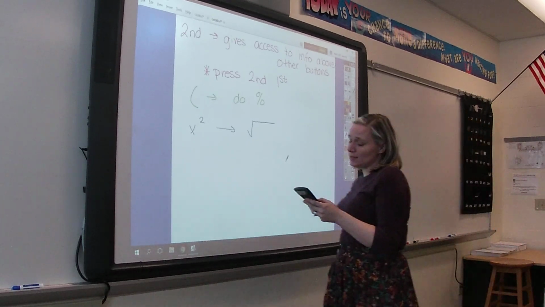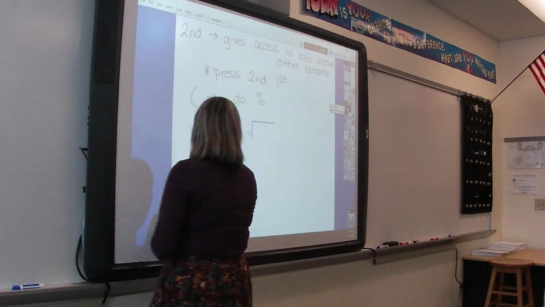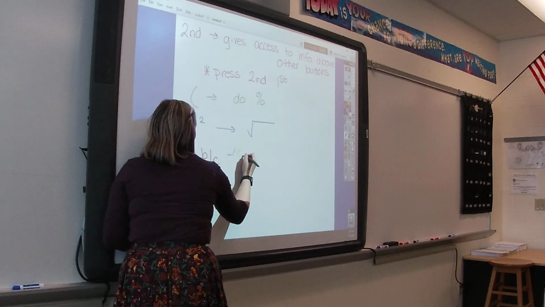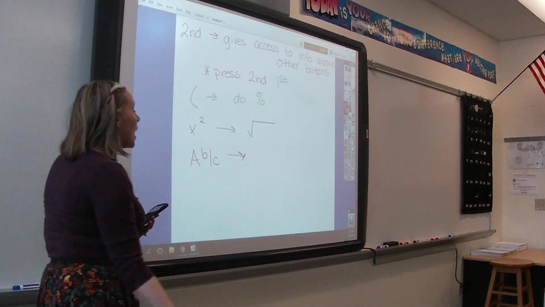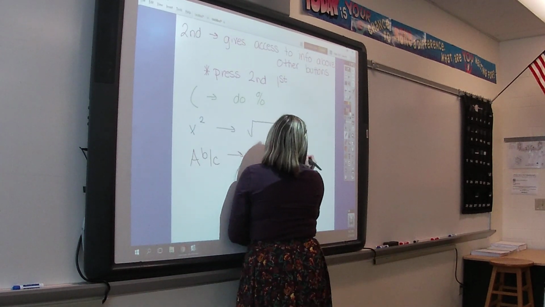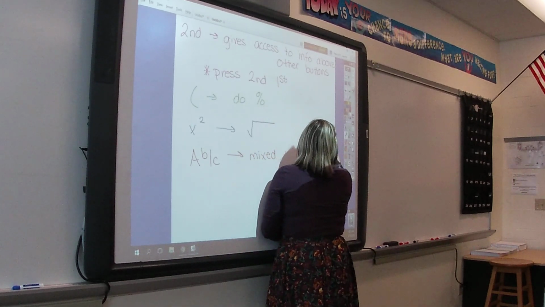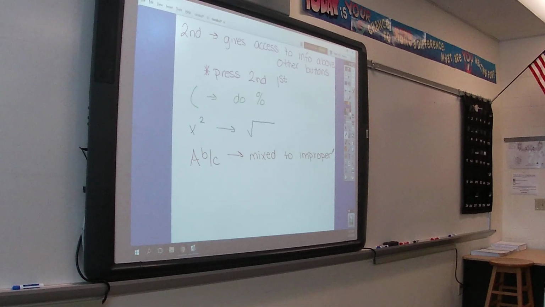If you press second and then you press your ABC button, that fraction button we were talking about, this will take you from a mixed fraction to an improper fraction. This is one of the most important buttons. Or it will go the other way, so you can go mixed to improper or improper to mixed. And like I said, it's okay right now. I just want you to write down all the keystrokes so that you have them. We'll practice how we do them here in a minute.